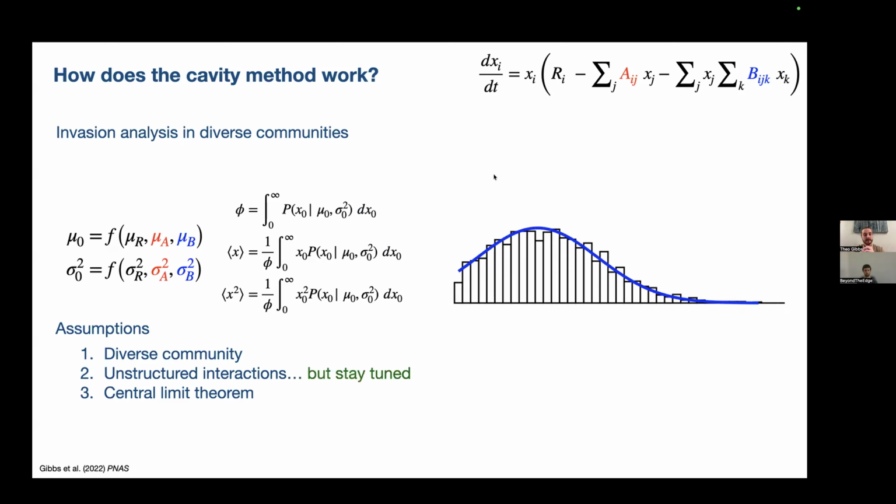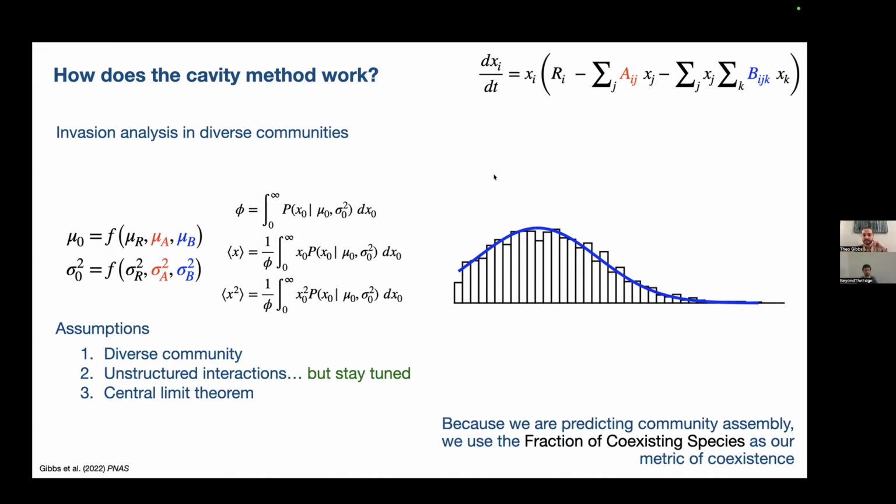I should say there's some interesting work now pushing this cavity method to incorporate different kinds of structures or correlations between interactions, that I'd be happy to talk about in the questions. And so last, because we are predicting community assembly, as opposed to the stability of some equilibrium point, we're going to use the fraction of coexisting species that survive at the end of the simulation as our metric of coexistence.